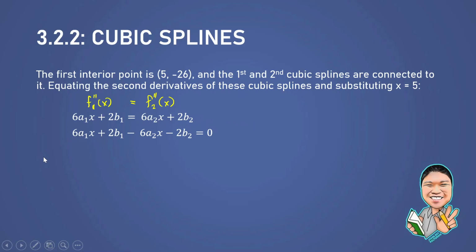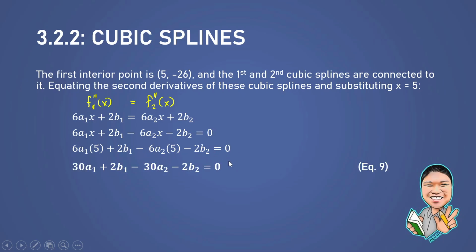So, that will be 6a sub 1x plus 2b sub 1 minus 6a sub 2x minus 2b sub 2 equals 0. Just substitute x equal to 5. So, 6a sub 1 times 5 plus 2b sub 1 minus 6a sub 2 times 5 minus 2b sub 2 is equal to 0. So, equation 9 is 30a sub 1 plus 2b sub 1 minus 30a sub 2 minus 2b sub 2 is equal to 0. So, this is the process of deriving our equations. We already have 9 equations.